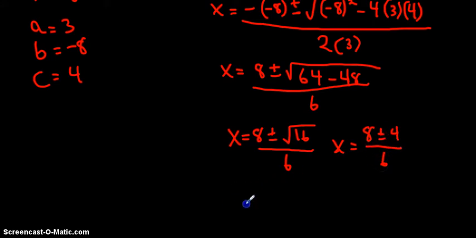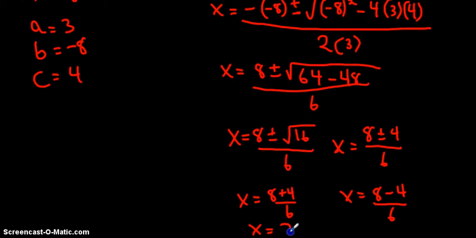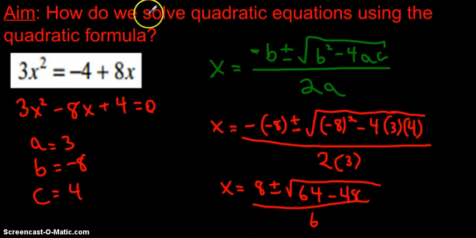So we have two possibilities. Either x is equal to 8 plus 4 over 6, or x is equal to 8 minus 4 over 6, which means x is equal to, that's 12 over 6, which is 2, and that's 4 over 6, which is 2/3. Okay? So those are the same two roots we got previously, so x is 2 and x is 2/3. Let's take a look at that again real fast.